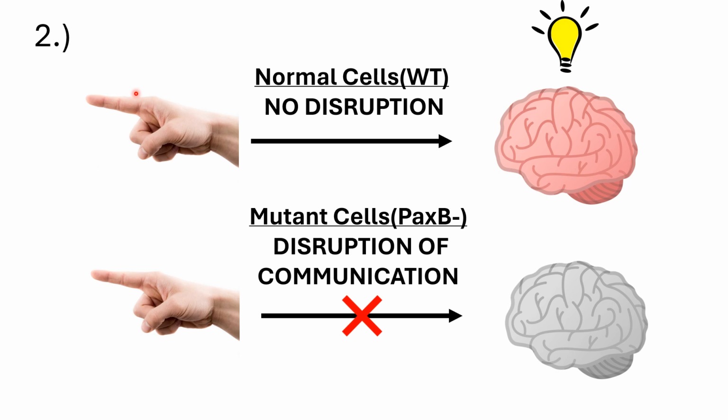To conquer our second research objective, we took normal cells and had no disruption, which would allow the slug to change its behavior, indicated by this yellow light bulb. But for the mutant cells, or the PAX-B slug, we disrupt this signal, and there should be a difference in behavior indicated by no light bulb here.